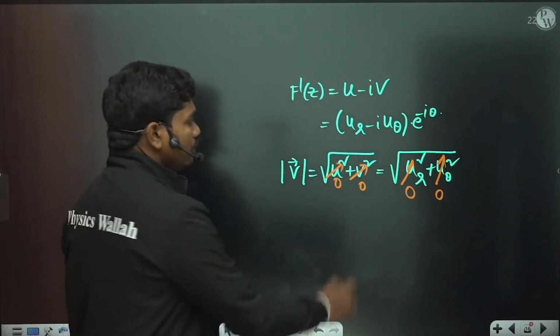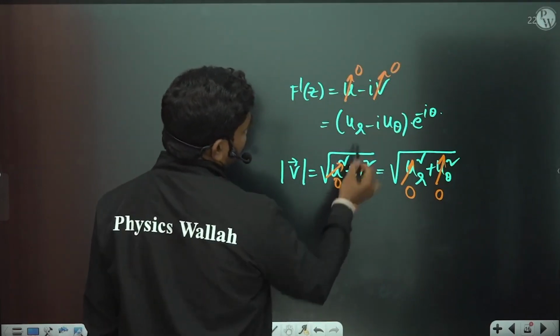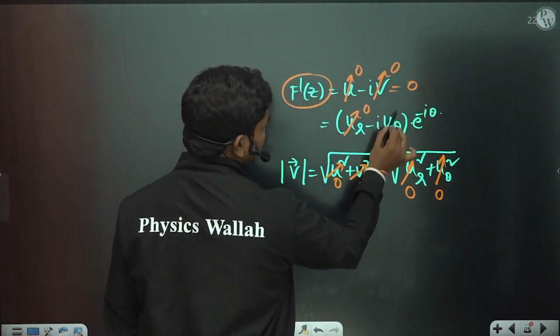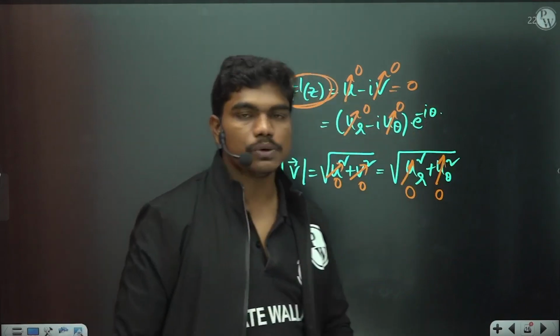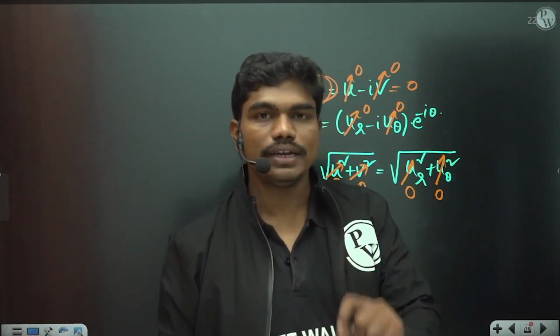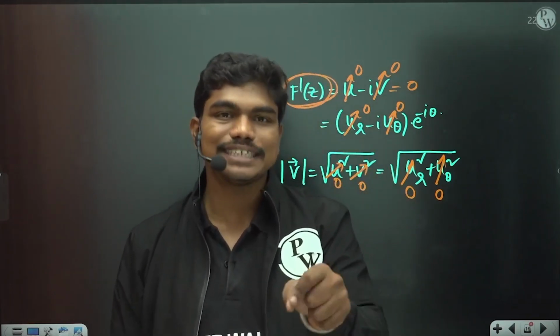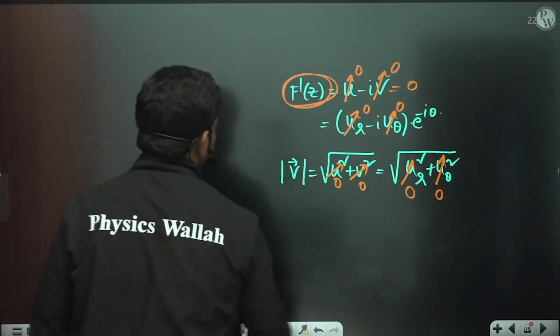Now if both u and v are zeros, what is the value of f dash of z? It is 0. Similarly, if u r and u theta are zeros, then f dash of z is 0. That means if there is a stagnation point, it comes at the location where f dash of z is 0. Highlight a statement here.